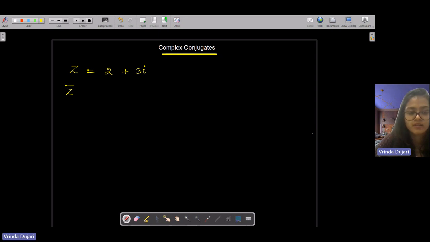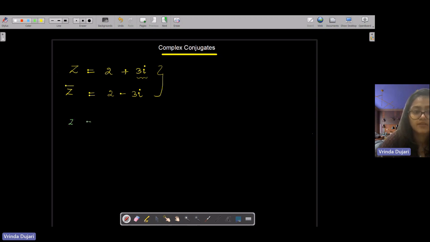So z bar denotes the conjugate of a complex number, and it is given by, you just have to change the sign of the imaginary part. Okay, so 2 plus 3i, when you change the sign of positive 3i, it becomes negative 3i. So it is 2 minus 3i. So these two are called conjugate pairs. Just remember that you only have to change the sign of the imaginary part and not the real part.